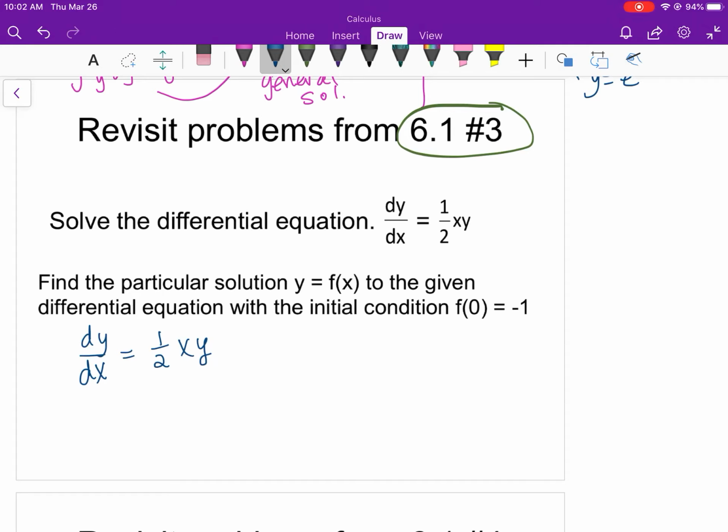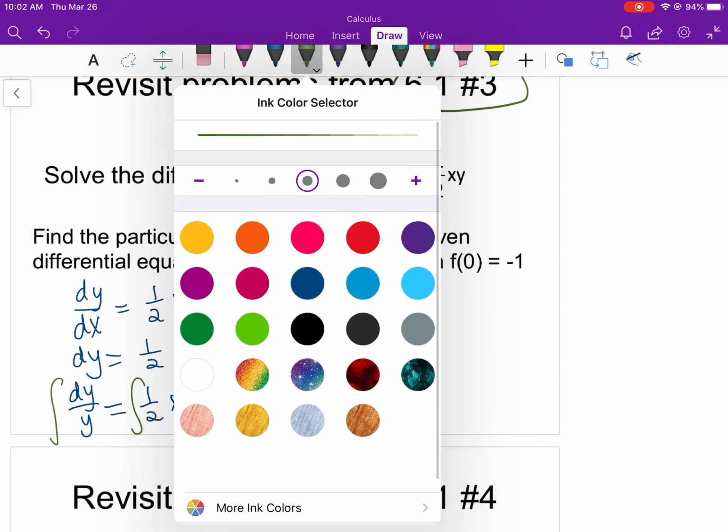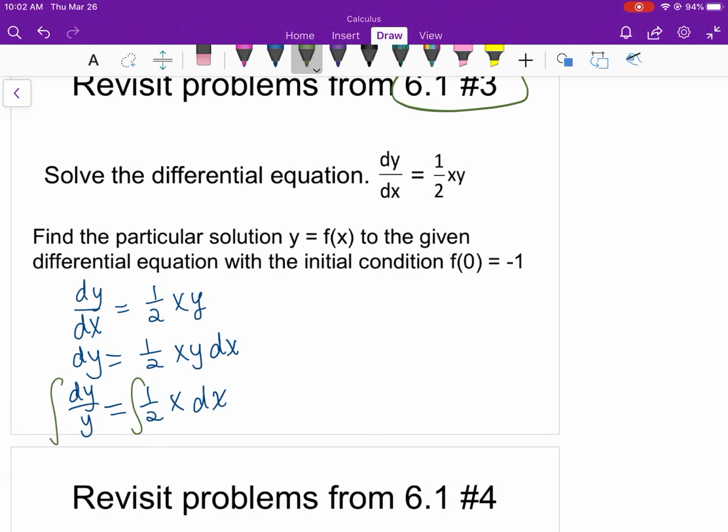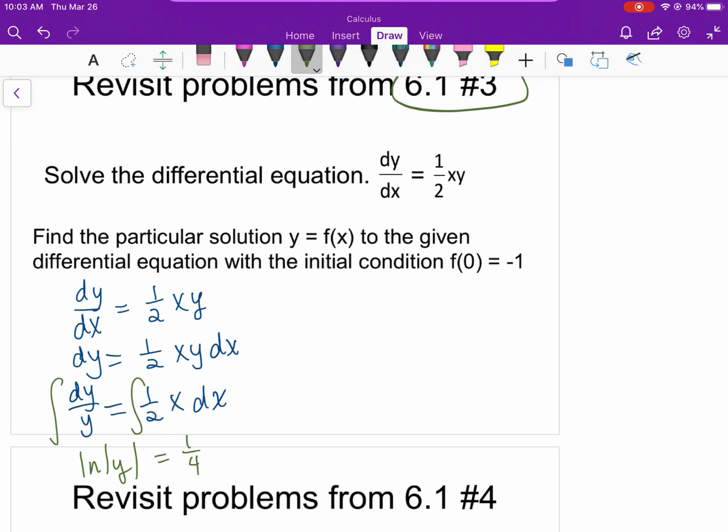So I'm going to multiply both sides by dx. And I'm going to divide by y. Then I'm ready to integrate. All right, the integration of 1 over y again is the ln of y. And let's see, that's going to be 1/4, I believe, x squared. So we're going to divide by our 2. And then we have the plus c.